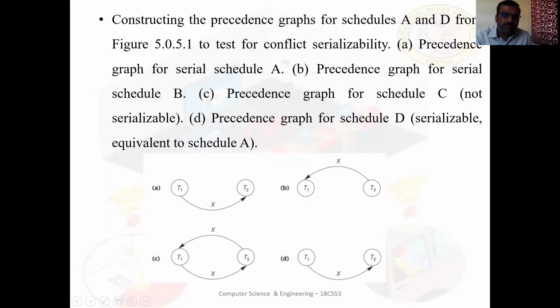Next, for schedule C, there is an interleaving operation. It's not serial. There is a cycle in this precedence graph. So, this graph is not serial. A and B are serial. C is not serial. The precedence graph for schedule C is not serializable. There are interleaving operations from T1 to T2, right? T1 to T2, again T2, T1.